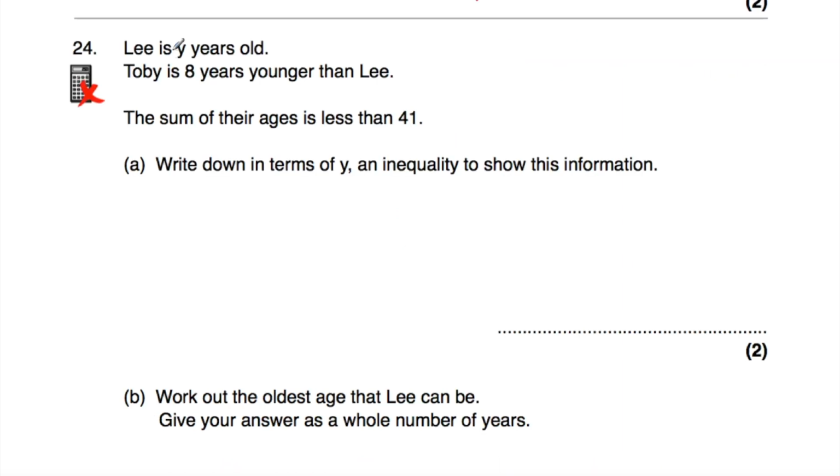So question number 24 says Lee is y years old. So Lee is y years old. We don't know how old that is. We just know it's y years old. And Toby is 8 years younger than Lee. So actually, if Lee is y and Toby's 8 years younger, that would be y subtract 8 because it's 8 years younger. Because whatever age Lee is, such as 20, Toby would be 12. So you do 20 take away 8 and so on.